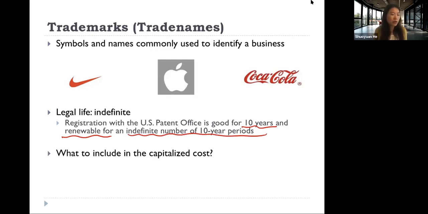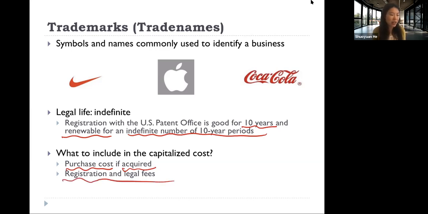And what to include in the capitalized cost of the trademark? If the trademark is acquired, we capitalize the purchase cost. And also we can capitalize the registration and legal fees.